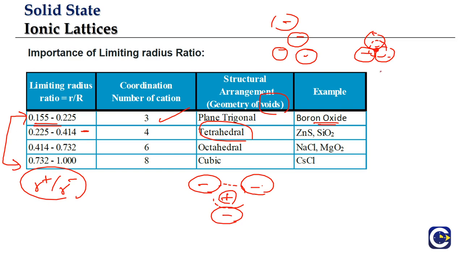So we talked about the tetrahedral voids in the previous video, and if the tetrahedral void is taken by the cation, in that case the coordination number then becomes what? We can see every cation will be surrounded by how many anions? It will be surrounded by 4 anions. So the geometry of the void will be tetrahedral and coordination number is 4.